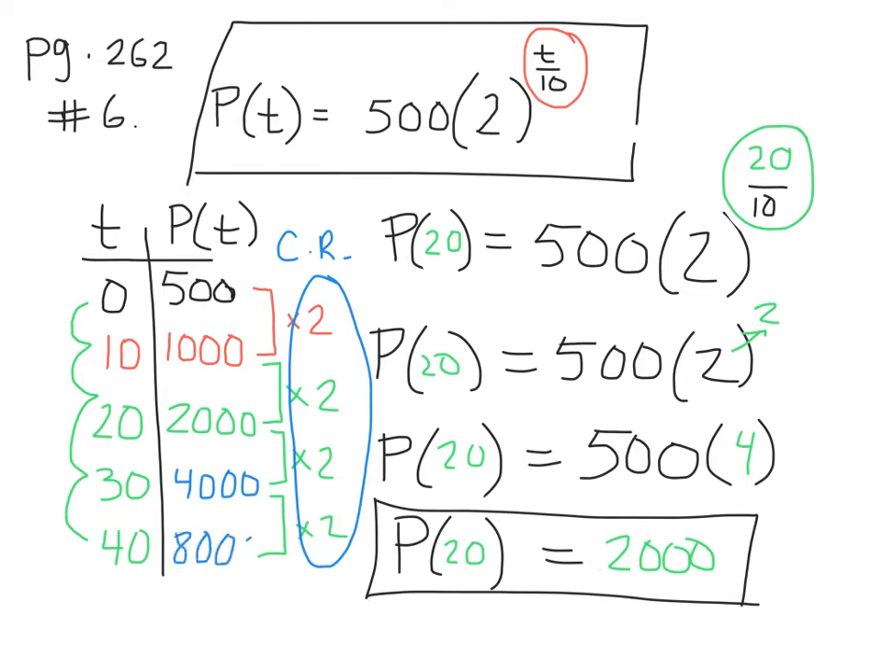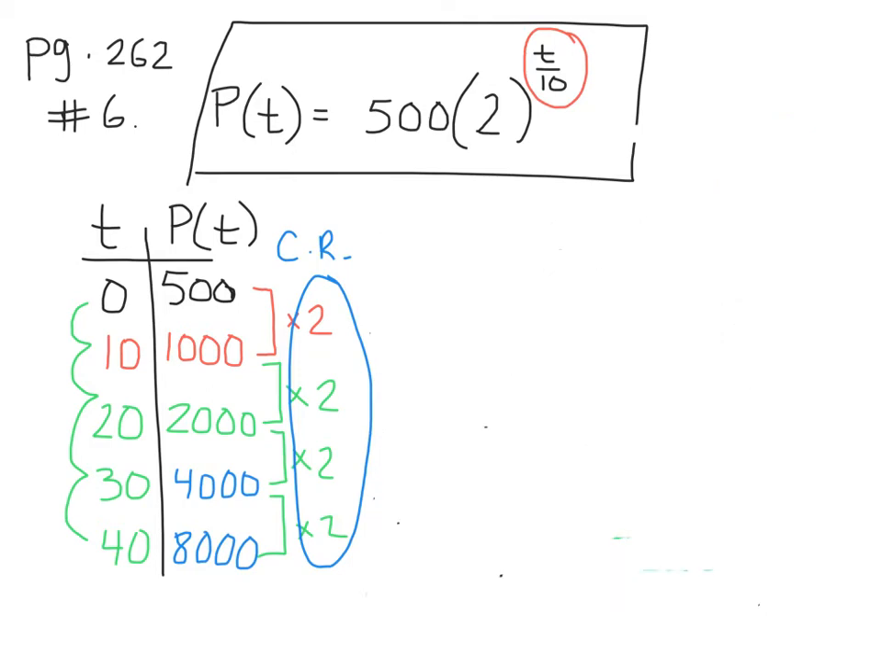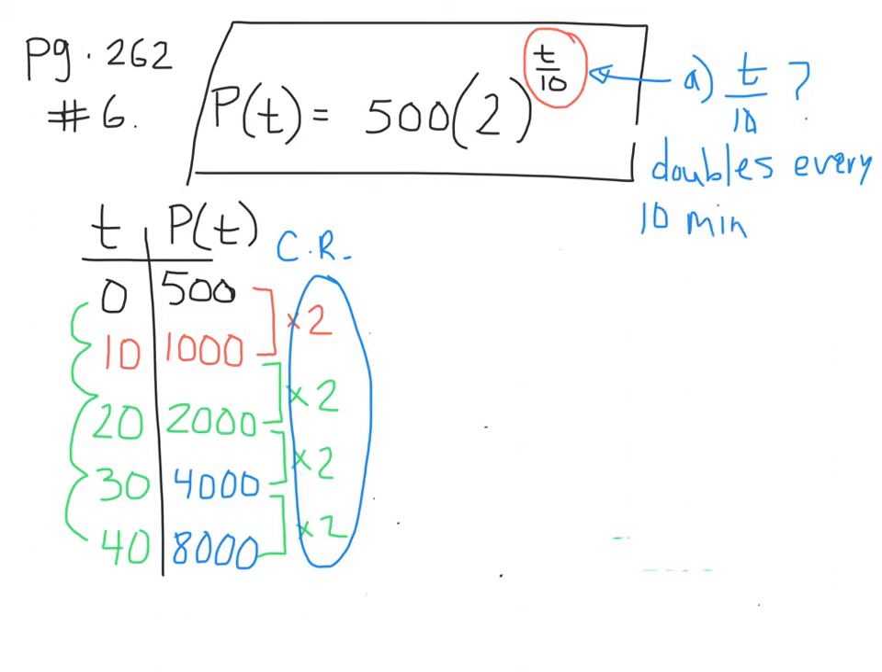So this is what the table of values looks like. And of course, you can also graph this thing. But let's answer all of the questions here. Question A asks us, why is this exponent t over 10? Well, the reason why it's t over 10 is because the doubling happens every 10 minutes. It's happening per 10 minutes. Every 10-minute increment, that doubling is happening.